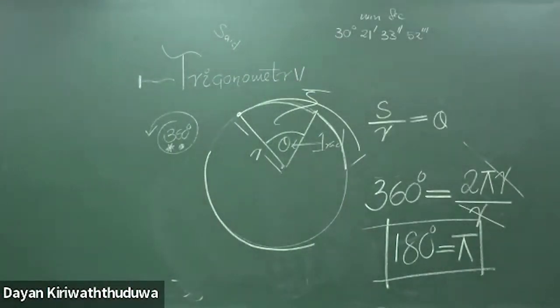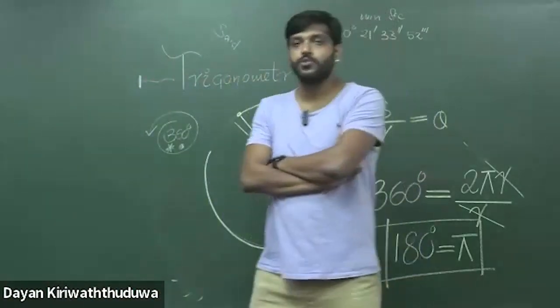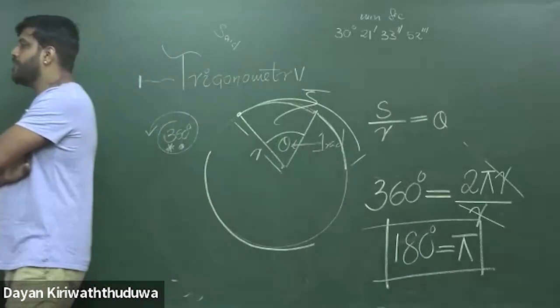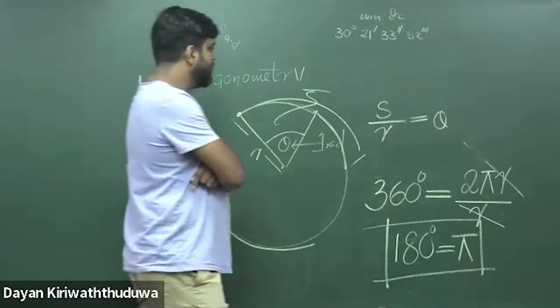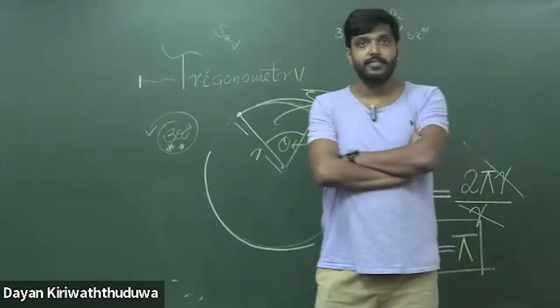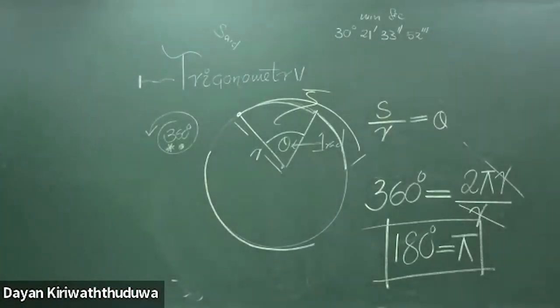Where the arc length of a full circle is equivalent to its circumference.